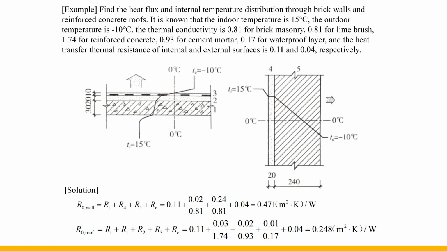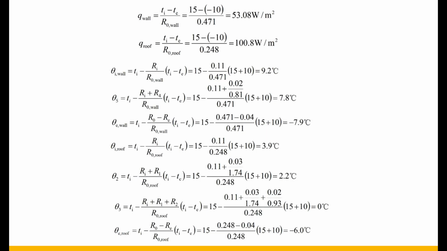The heat transfer resistance of the brick wall is equal to 0.471. The heat transfer resistance of the roof is equal to 0.248. Comparing the two, it can be seen that the thermal resistance of the roof is smaller than that of the brick wall. The heat flux of the brick wall is equal to 53.08. The heat flux of the roof is equal to 100.8. Comparing the two, it can be seen that the heat flux of the roof is greater than that of the brick wall, which is due to the fact that the thermal resistance of the roof is smaller than that of the brick wall.